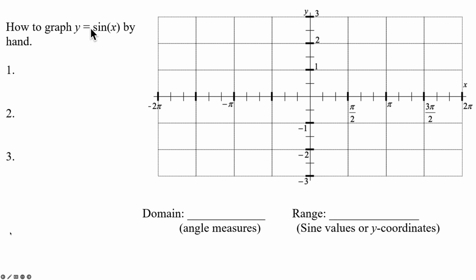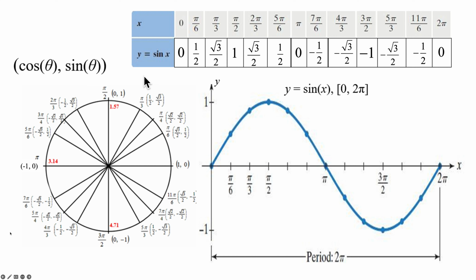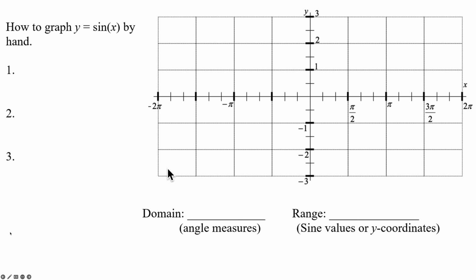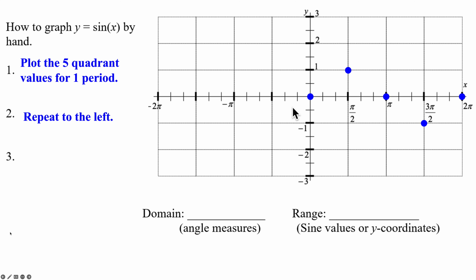All right, so how to graph sine of x by hand. Number 1, put in the quadrant values for the first period. That's where you're at 0, 1, 0, negative 1, 0. That's what we're going to plot, those points. Quadrant, where are we at here? On the positive x-axis, positive y, negative x, negative y, back to the positive x. So 0, pi over 2, 1, pi back to 0, 3 pi over 2, 2 pi back to 0. So it's 0, 1, 0, negative 1, 0. Then you can repeat the pattern going to the left.